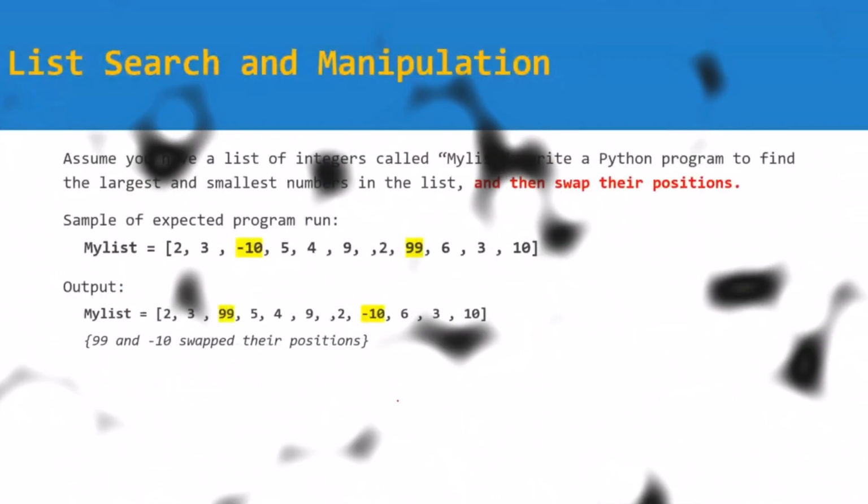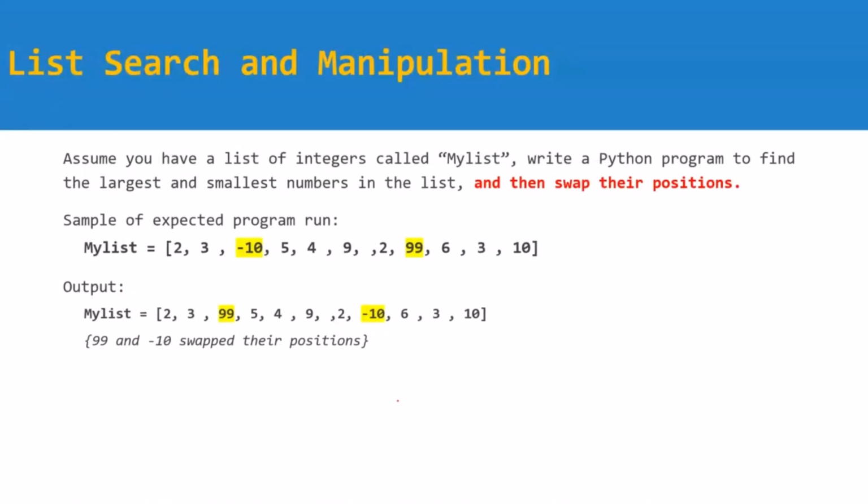Assume you have a list of integers called my list. Let's understand the question. This is my list. Write a program to find the largest and the smallest numbers in the list. We know how to do this, right? And then swap their positions.